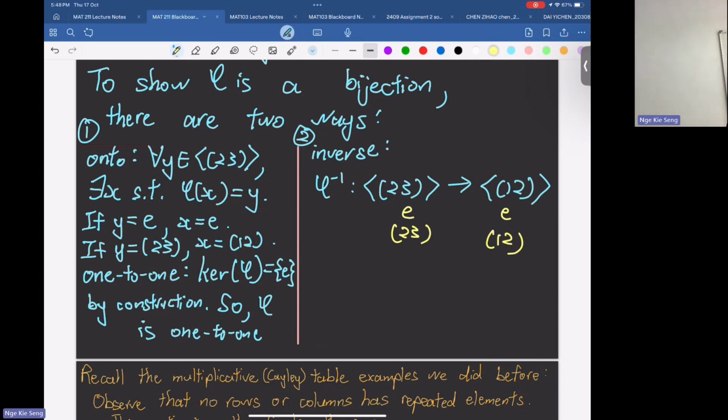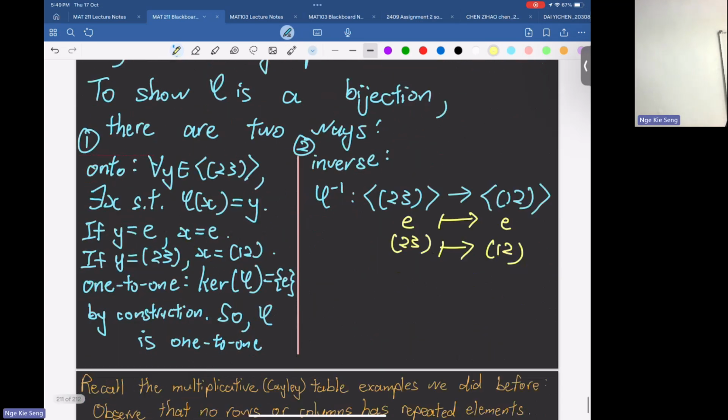Group homomorphism again. E has to go to E, no choice. If you don't satisfy this, you won't get a homomorphism. At least you need to satisfy this. Even if you satisfy this, it won't guarantee you get a homomorphism, but at least you need to do it. So there's only one choice left, which is (2,3) to (1,2) here.